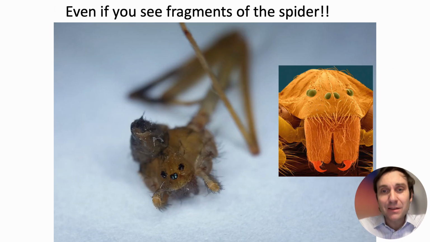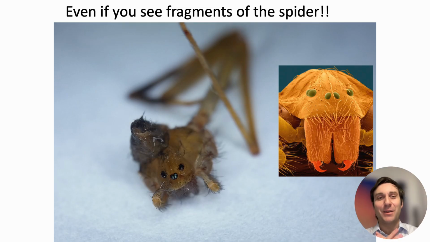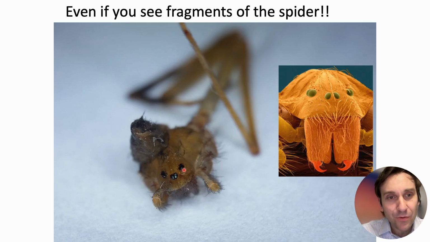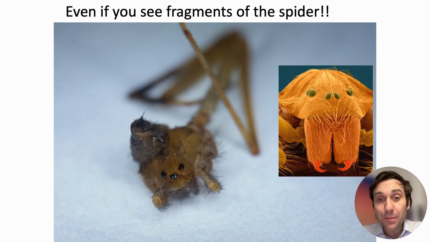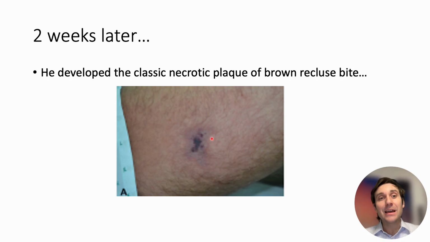But what happens with the fragments of spider that the patient brought to me? Look at this. So easy, right? 1, 2, 3, 4, 5, 6. Boom. So the patient really had a spider bite. And two weeks later, he had this necrotic plaque here. Nothing else happened. No systemic necrosis, right? But the patient indeed developed a spider bite.